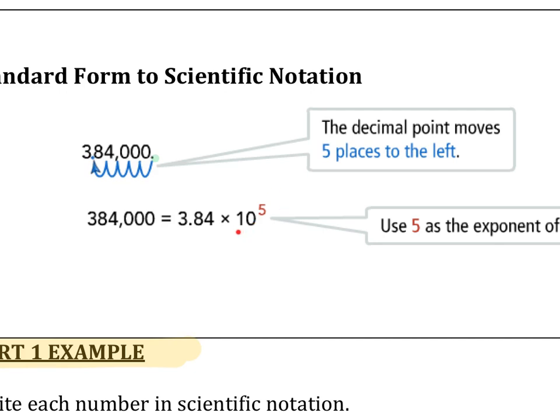Your base will always be 10, and your power is determined by how many spaces you have to move. Because we move to the left in this case, it's positive, but it could be negative if we're moving the other direction, to the right. And 3.84 is the result of moving that decimal point 5 spaces. You have 3.84 after that. This number right here, if I put it in my calculator, and this number right here are exactly the same. One is written in scientific notation, one is written in standard form.